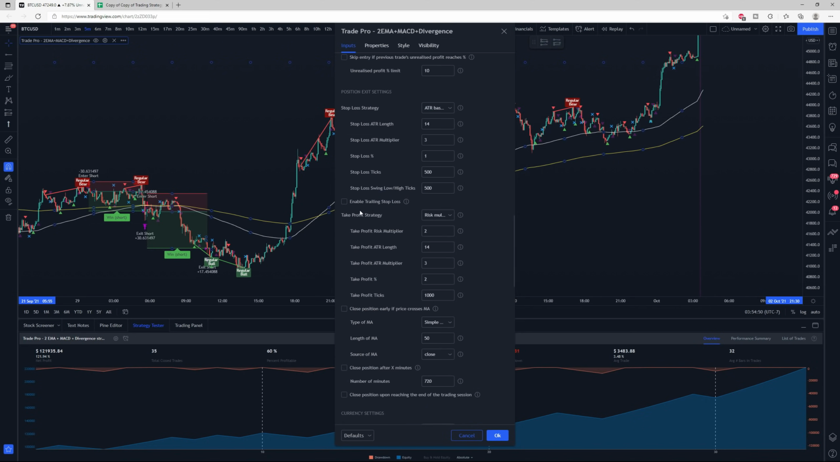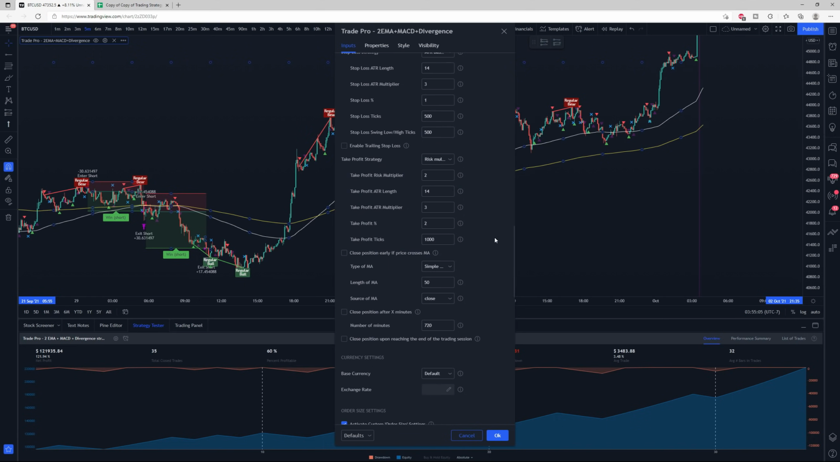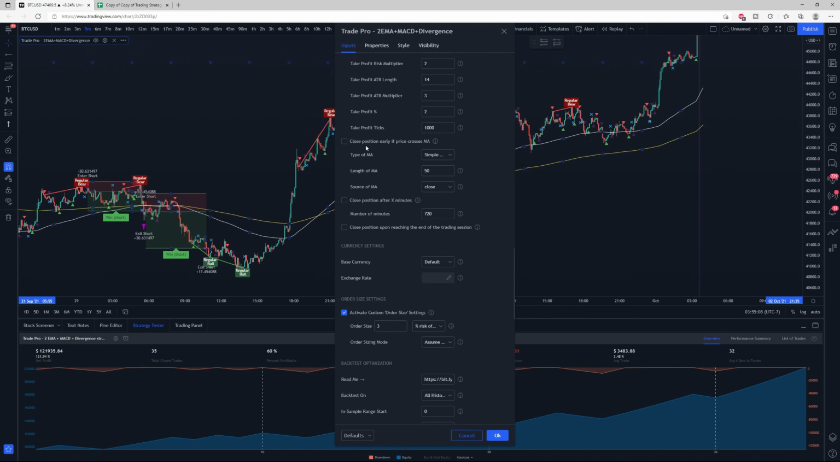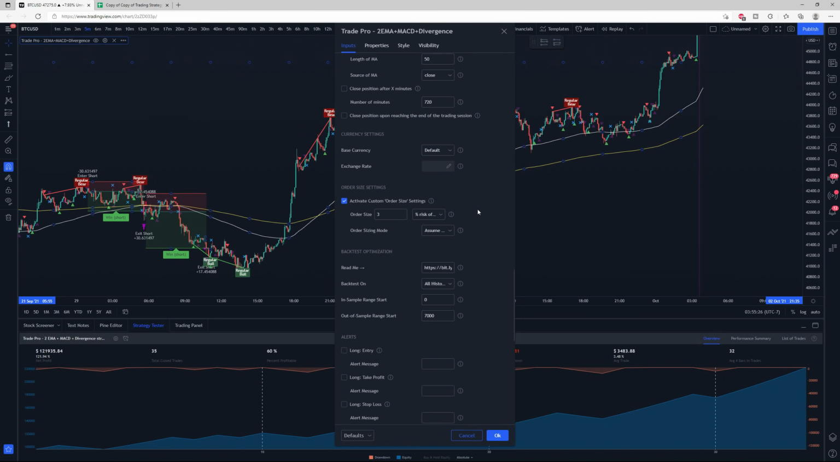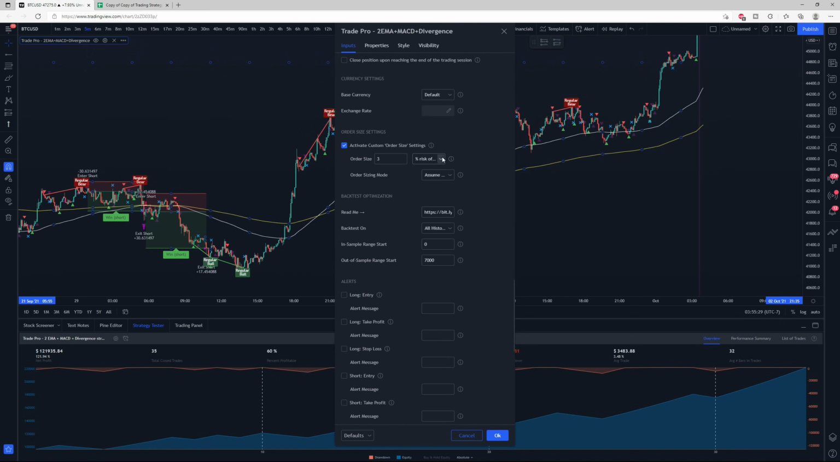And then for the take profit target, you can have it be a risk multiplier. So if you just want it to be 2 times your risk, you can have it be ATR based, percent based, or tick based as well. And we even have a trailing stop loss. Then we have the ability for you to close a position if the price crosses a certain moving average of your choice, exponential or simple moving average. You can close it after a certain number of minutes, close it after reaching the end of a trading session, and then custom order size settings, so percent risk of equity per trade.